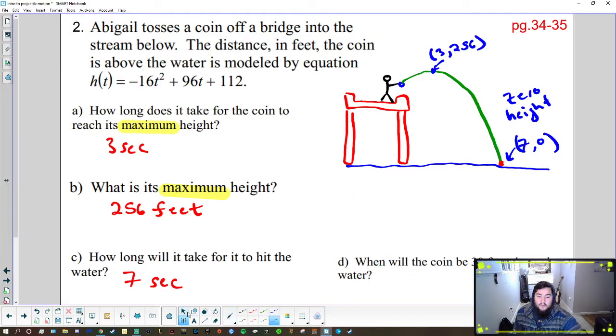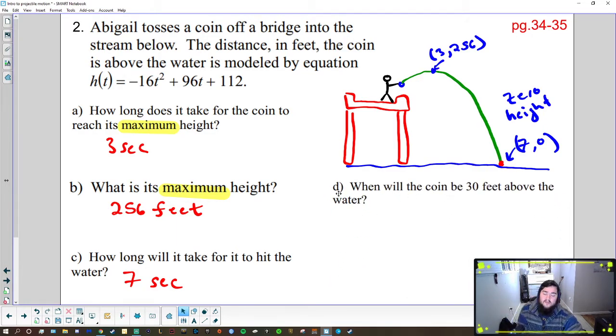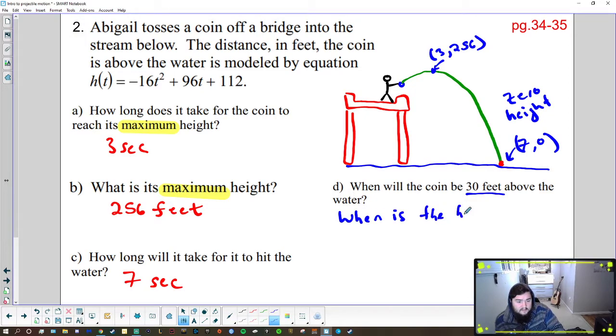Last problem we're going to do for this one is, when will the coin be 30 feet above the water? 30 feet above the water. Now, this isn't a special point on our graph. However, we can still find it. We want to know when the height, when will the coin be 30 feet? We were given the information 30 feet. So we want to know when is the height 30 feet.